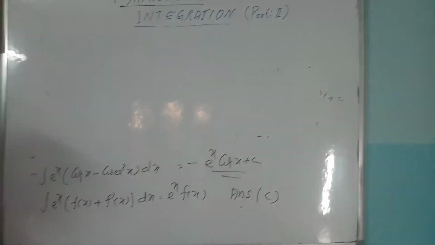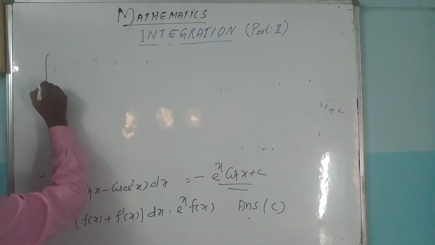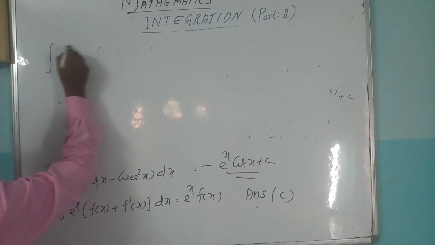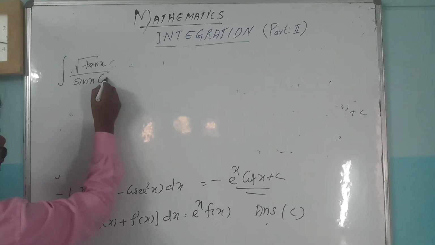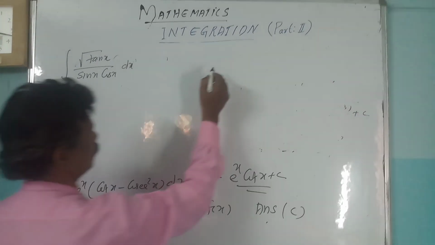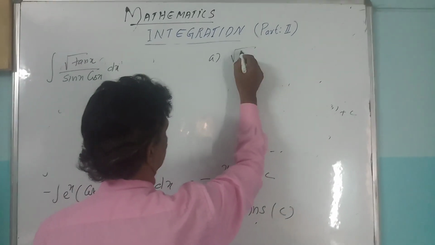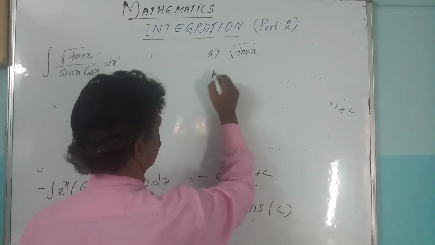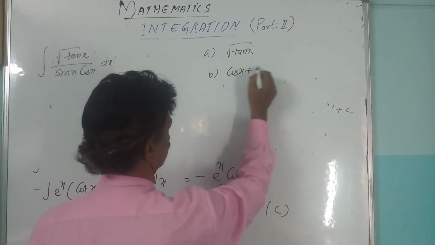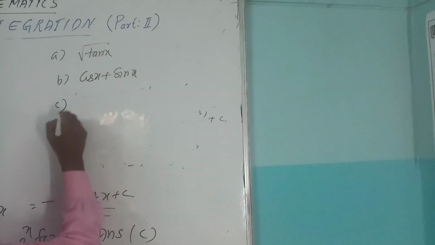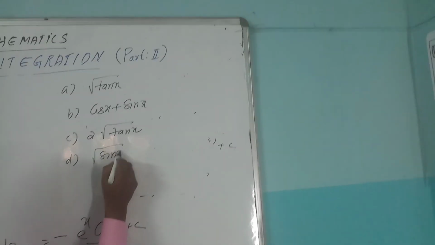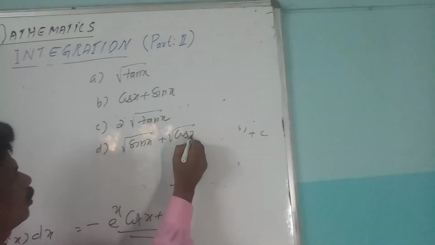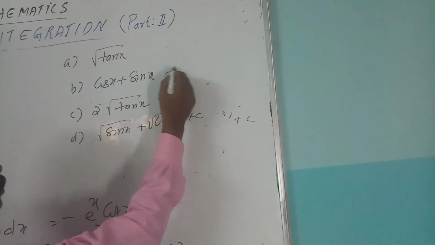Then, read the next question. Integral of root tan x by sin x cos x dx. First choice: root tan x. Second choice: cos x plus sin x. Third choice: 2 root tan x. And the last choice: root sin x plus root cos x plus c.